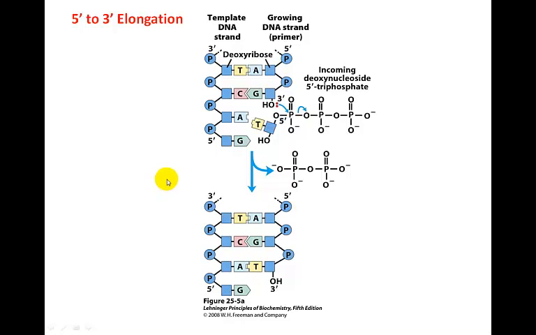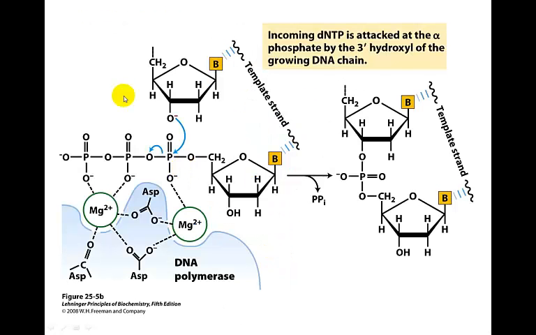So things to remember about this particular figure: we elongate in the 5' to 3' direction. DNA polymerases can only add to an existing 3' OH group. This shows the active site of a DNA polymerase, and when we talk about transcription later with RNA polymerases, we're going to see that the active sites are essentially identical. So here's our 3' OH group. And notice it's attacking this phosphate. We have base pairing here. This is our template strand. We have base pairing here.